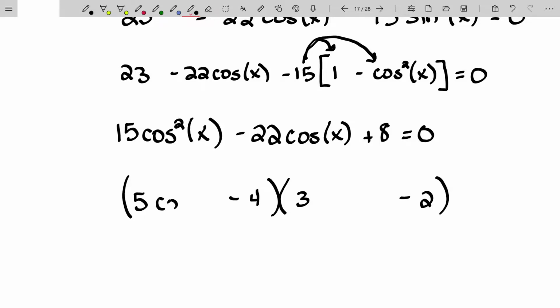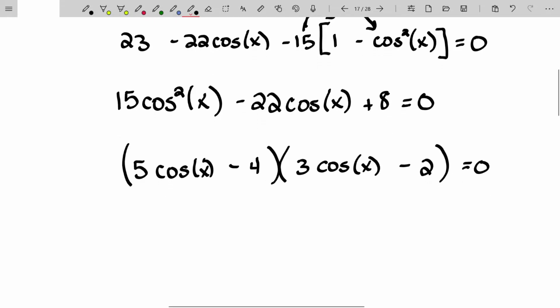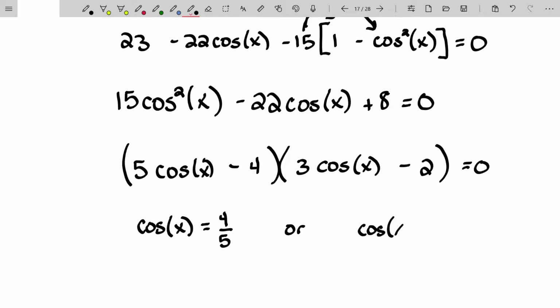And then we have cosines. Double check my mathematics, but that's the guess and check method. If you have never seen that and you're interested in it, I have a video on the guess and check method. You're more than welcome to watch it. So let's see, negative 12, negative, yep, that's right. So this tells us these two objects are multiplying to become 0. So therefore, either the cosine of x is equal to 4/5, or the cosine of x is equal to 2/3.